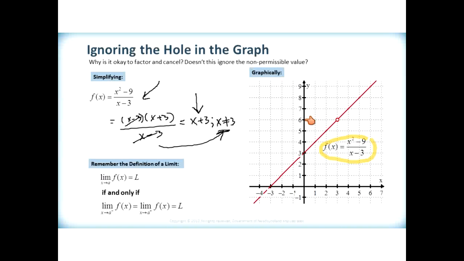In fact, by the technical definition of a limit, I'm never even allowed to think about being equal to 3. So as long as we're approaching and everything is okay, that actual getting there is not a big deal. So it's okay to do that. The non-permissible value doesn't hurt the value of the limit. So let's move on and try a few examples now.